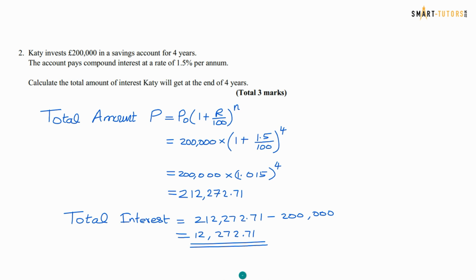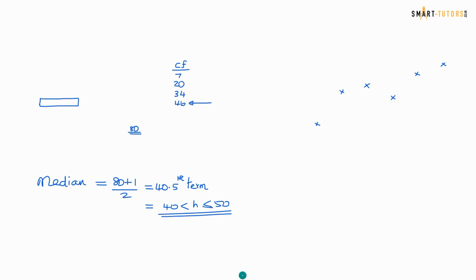So P naught is 200,000, times (1 plus 1.5 over 100) to the power 4. If you press the calculator, you get 212,272.71. That is the total amount including the interest. So if you take away the 200,000, 12,272.71 is the interest only. That is our answer for question number 2.